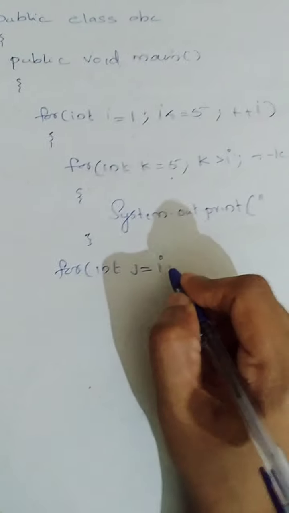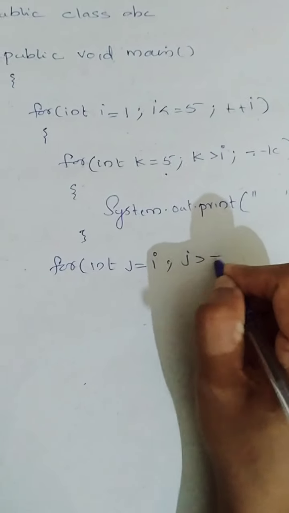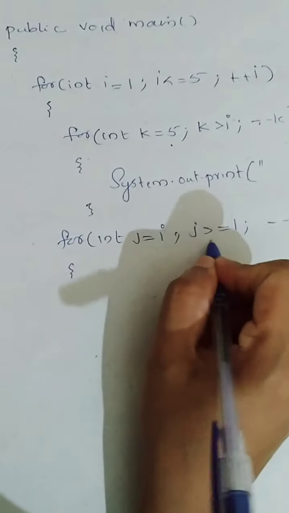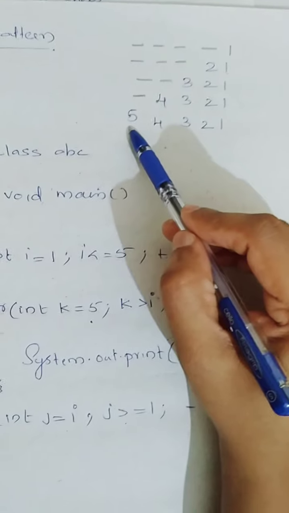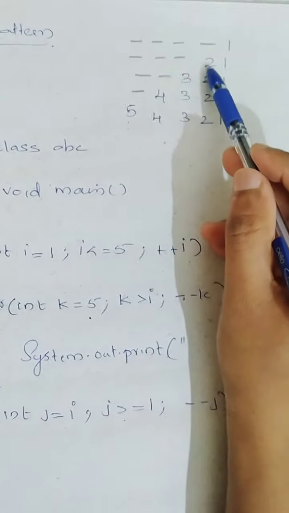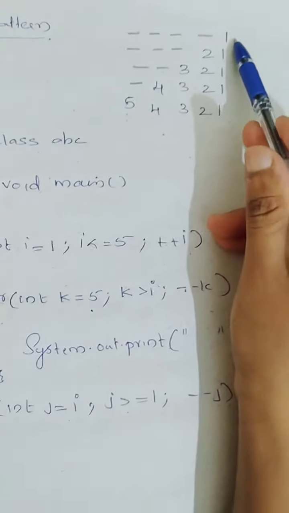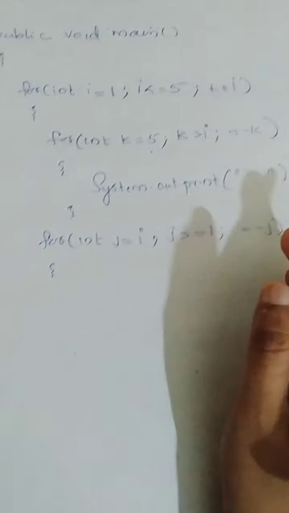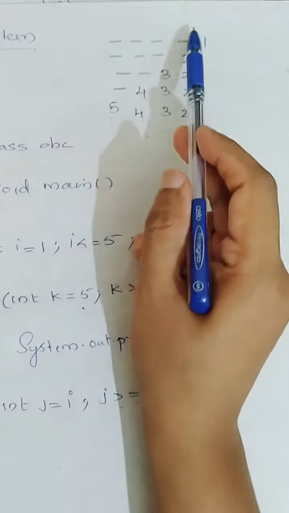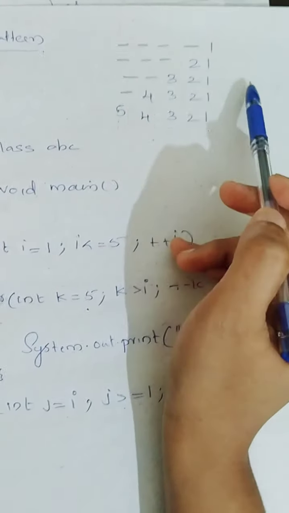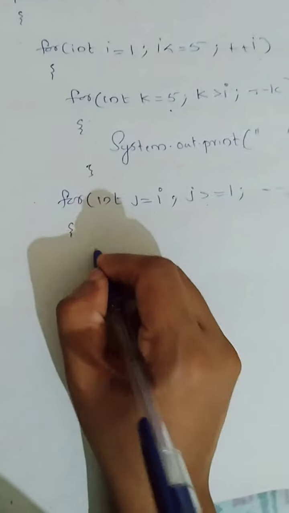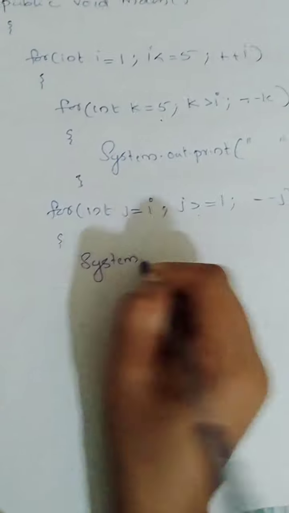j is equal to i, j greater than or equal to 1, minus minus j. Why j is equal to i and j greater than or equal to 1? Because it is not starting with 1. The first time it is 1, second it is 2 1, 3 2 1, and it is ending at 1. That is why the condition should be 1, the ending value. And it is decrementing. See, 1, 2 1, 3 2 1, 4 3 2 1, 5 4 3 2 1. So it is decrementing. Now again, as in the pattern, the same condition.